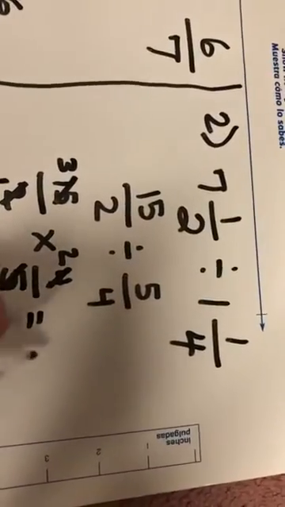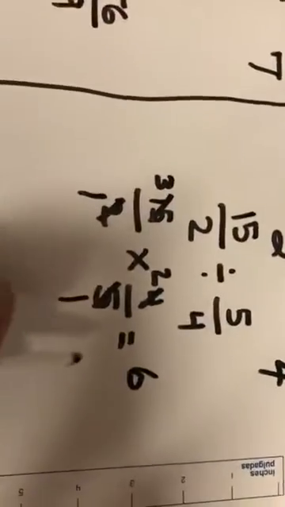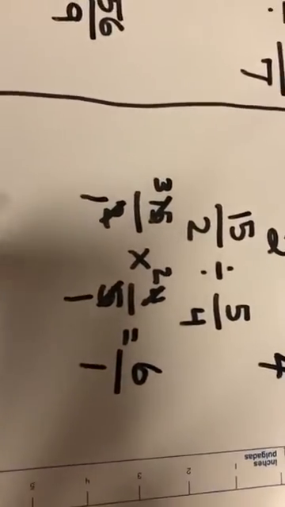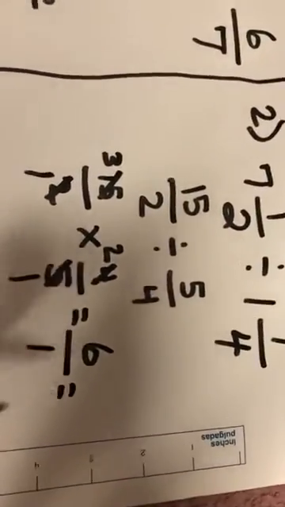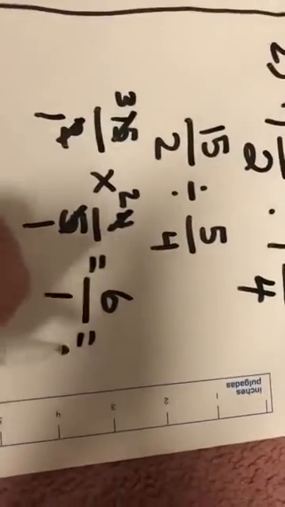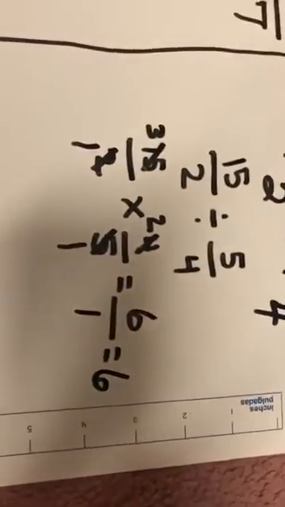3 times 2 is 6. 1 times 1 is 1. 6 over 1, once again, it's just the division problem. 6 divided by 1 is 6.